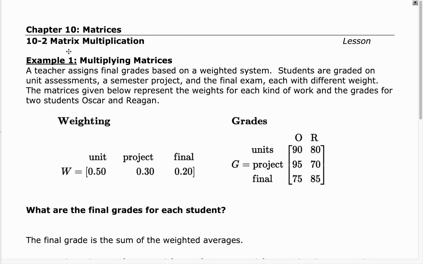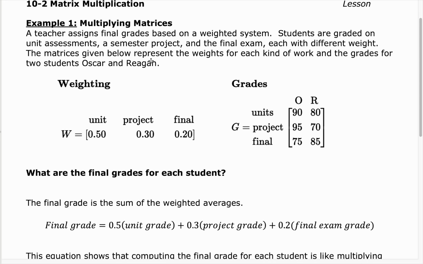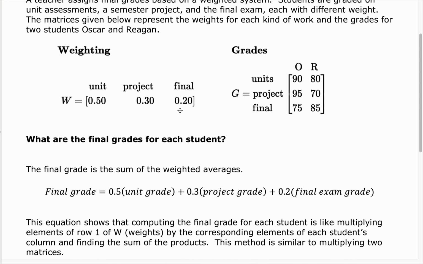Today's video is on 10-2 matrix multiplication. So we have a little example on multiplying matrices. A teacher assigns final grades based on a weighted system. Students are graded on unit assessments, a semester project, and the final exam, each with different weight. The matrices given below represent the weights for each kind of work and the grades for two students, Oscar and Reagan.